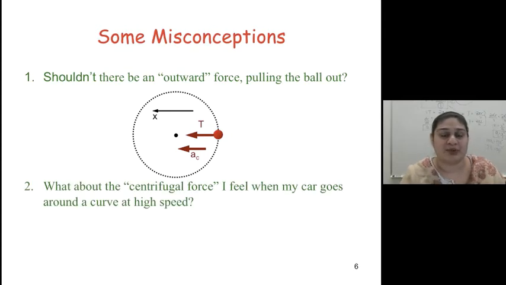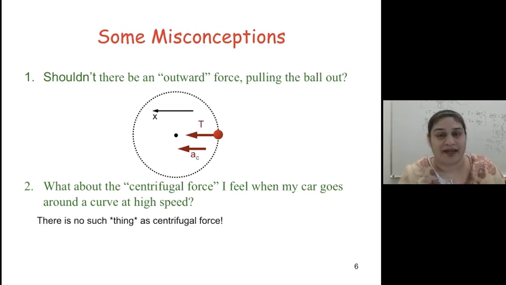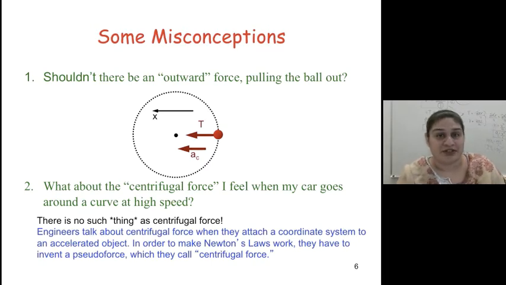The other misconception is, what about centrifugal force that is supposed to point outwards that I feel when my car goes around a high-speed curve? And the answer is, in physics, there is no such thing as a centrifugal force. There never is. The concept of centrifugal force came about when engineers talk about a coordinate system. It helps them to make Newton's laws work. And so they have to invent a pseudo force, which is not really a force, which they call centrifugal force.